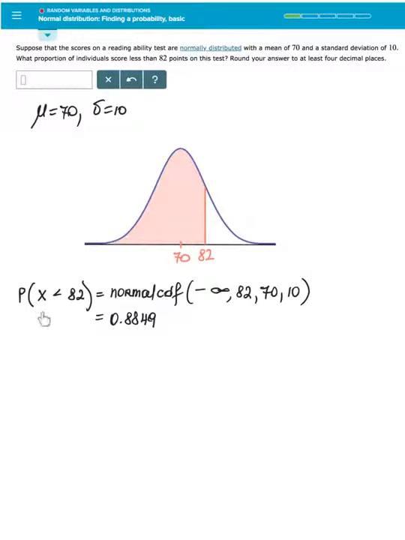Probability that x is less than 82 is equal to normal CDF on the interval from negative infinity to positive 82 with the mean of 70 and standard deviation of 10, which results in the area to the left of 82 to be 0.8849. This means that 88.49% of individuals who took this test scored less than 82 points.